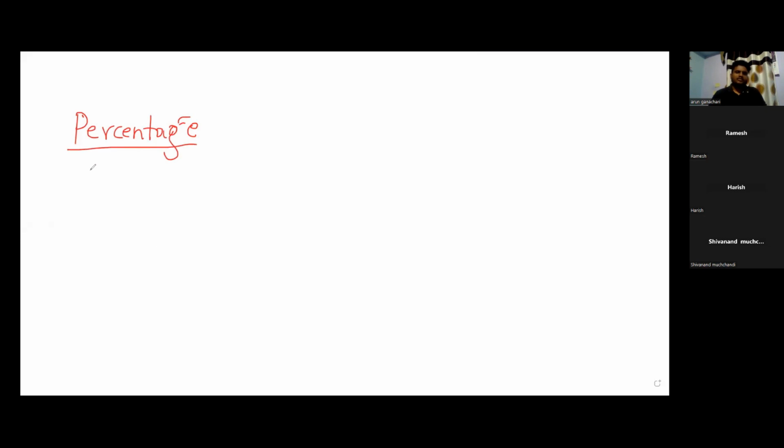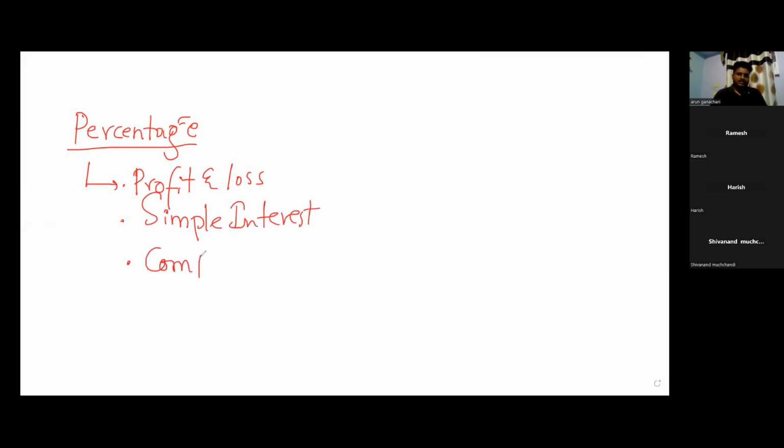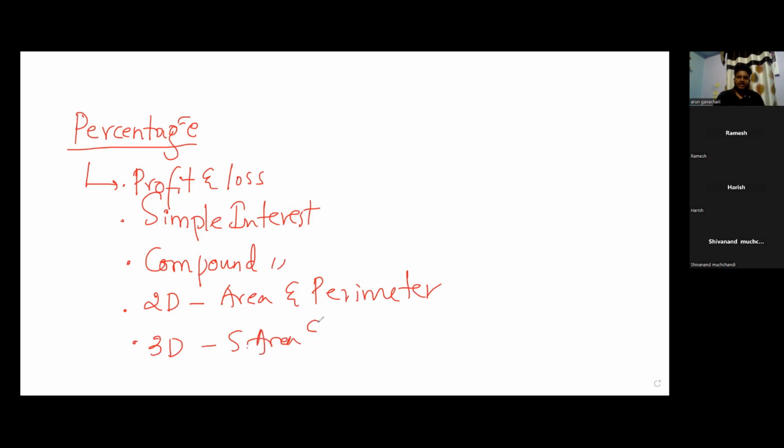This topic will be the basis for your profit and loss. I'll explain entire profit and loss using percentage concept only. Then in simple interest also we'll use percentage concept. And in compound interest we'll use percentage. Percentage is nowadays being used in 2D, that is your area and perimeter. And in 3D also they are being used. In theory we have surface area and volume. So these are the broad chapters where you'll use your percentage section.